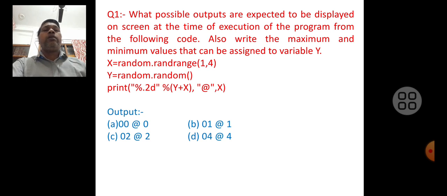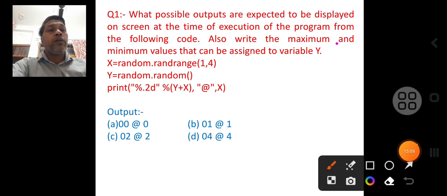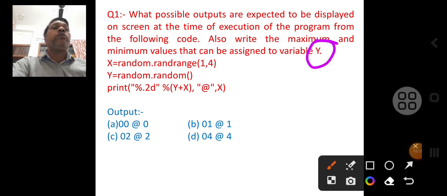Now look here, we have some questions regarding the random module. What possible outputs are expected to be displayed on screen at the time of execution of the program from the following code? Also write the maximum and minimum values that can be assigned to variable y. You have to discuss what the values assigned to variable y can be.